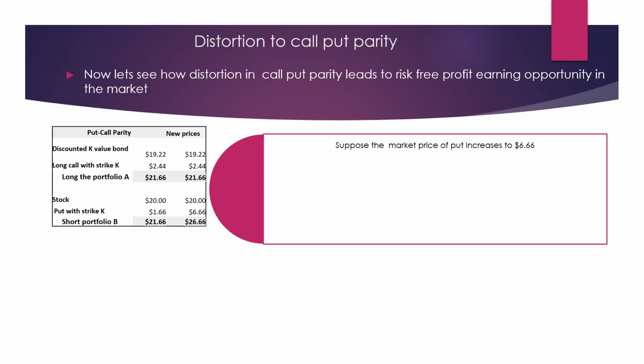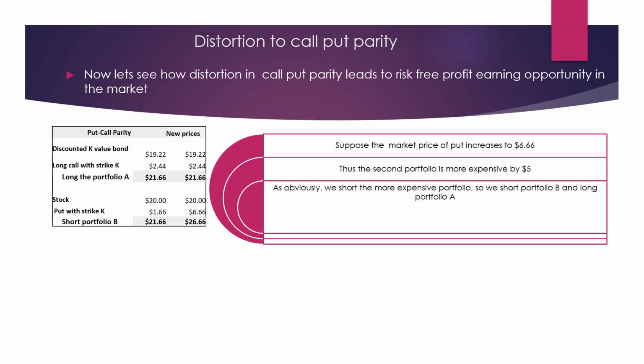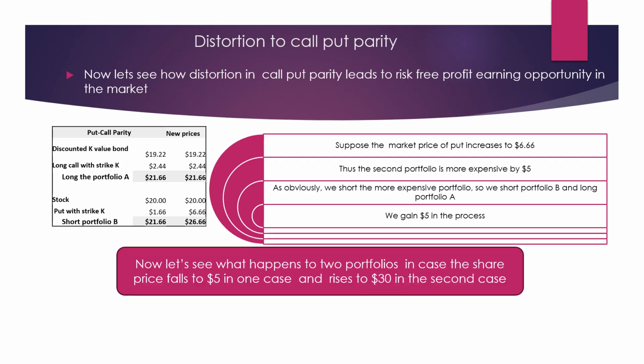Suppose the market price of put increases to $6.66. Thus the second portfolio is more expensive by $5. Obviously we short the more expensive portfolio, so we short portfolio B and long portfolio A. Thus we gain $5 in the process. Now let's see what happens to two portfolios in case the share price falls to 5 in one case and rises to 30 in the second case.